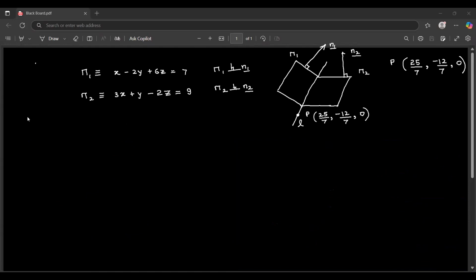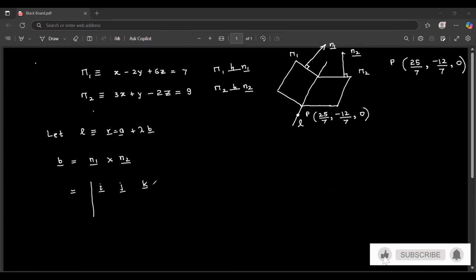So let L be given by r equals A plus lambda B. A will be equal to the point P. Now we have to find B. So B can be given as the cross product of N1 and N2, the cross product or the vector product.